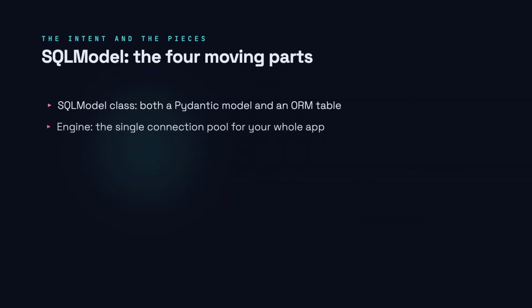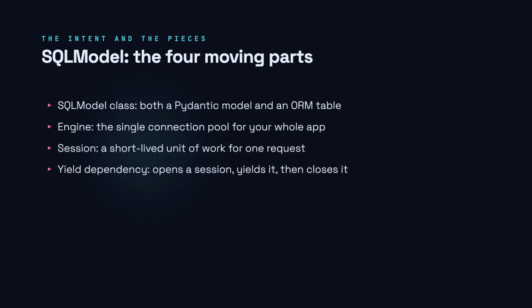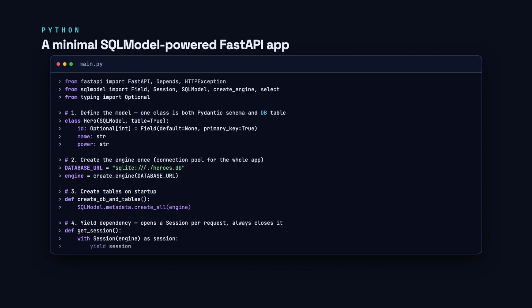SQLModel gives you 4 things to keep straight. First, the model class itself, which inherits from SQLModel with table equals true, making it both a Pydantic schema and an SQLAlchemy table at the same time. Second, the engine, which you create once at startup and reuse across all requests. It holds your connection pool. Third, the session, a short-lived object that tracks changes for one unit of work, typically one HTTP request. Fourth, a yield dependency that opens a session before your path function runs and closes it cleanly after the response is sent. Let me walk through this from top to bottom.